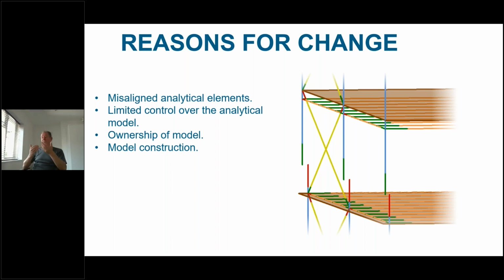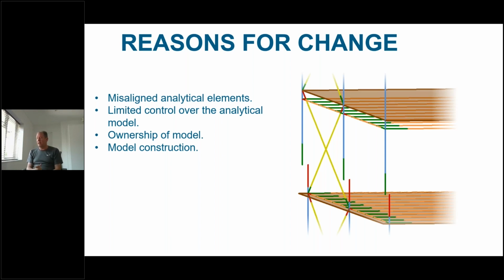We can also get misaligned elements as well. So you can see that the columns have no continuity between them. So of course that will cause instabilities and so on. We also had limited control over the editing of an analytical model. And for me, the biggest problem was ownership. The engineers, the design team want to actually own this engineering model here, and the technicians want to own their physical model, okay? And that wasn't possible in earlier versions of Revit.